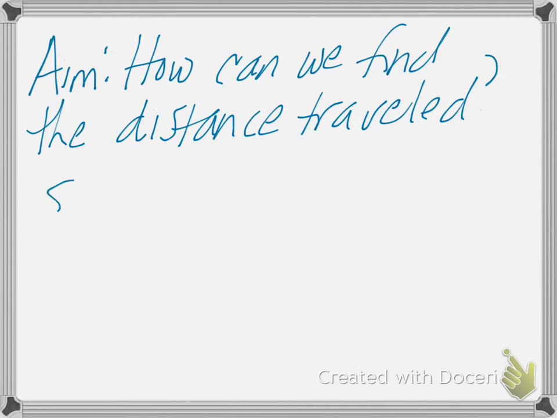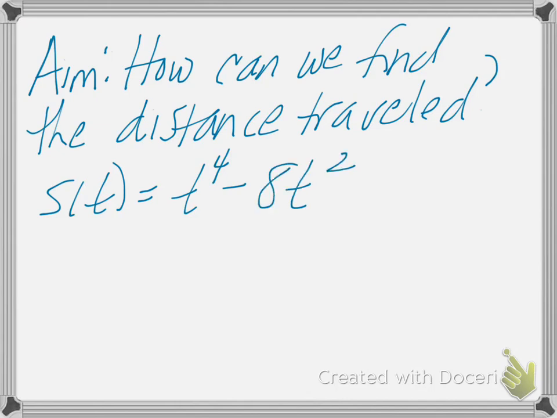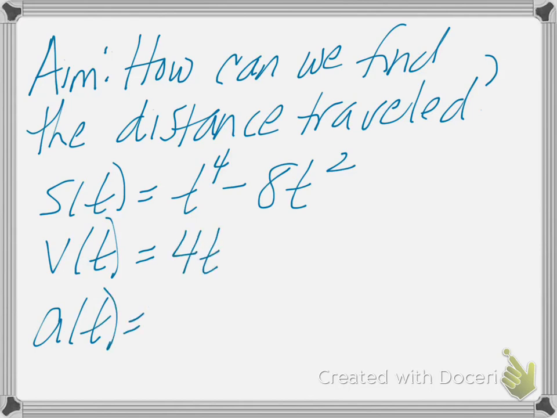So let's say that we have our starting position as t to the fourth minus 8t squared. Okay? So let's start just a little review from yesterday. Let's find the velocity and the acceleration. Okay, so the velocity should be this, and the acceleration should be this.